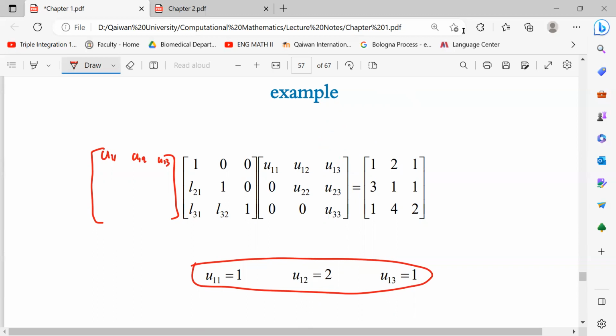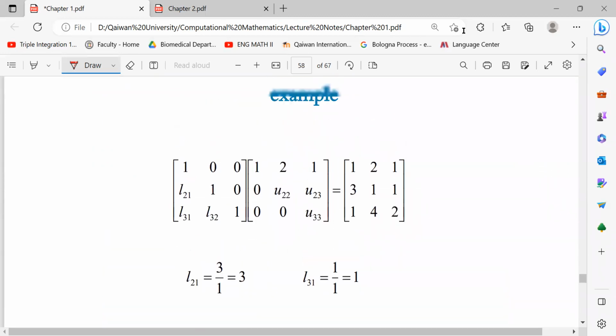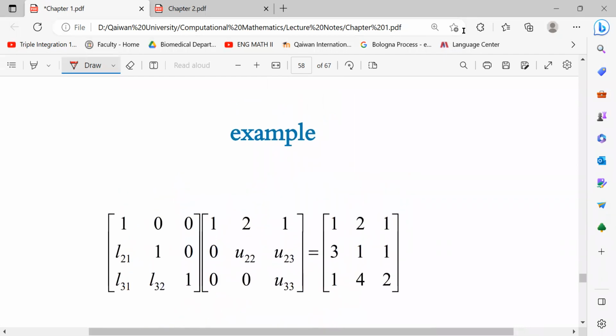After finding these three, we replace U11, U12, U13 by their values in the matrix of U. Here we replace this by 1, this by 2, this by 1. And let's see what we get. We get these matrices.